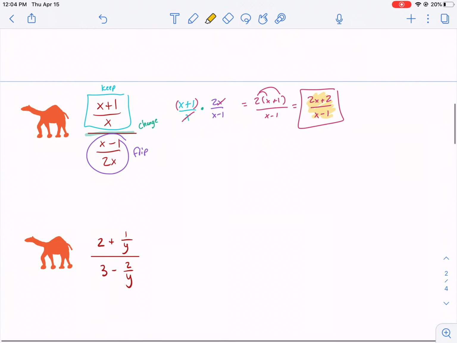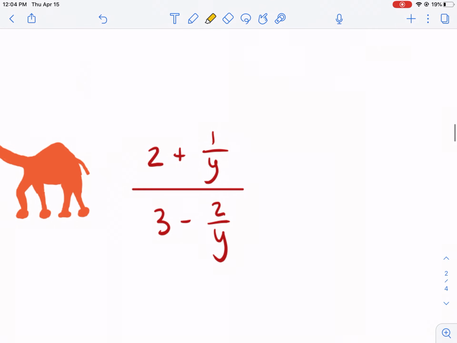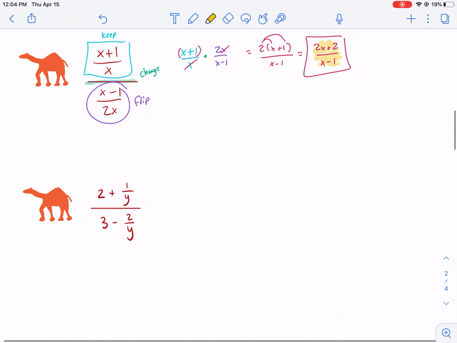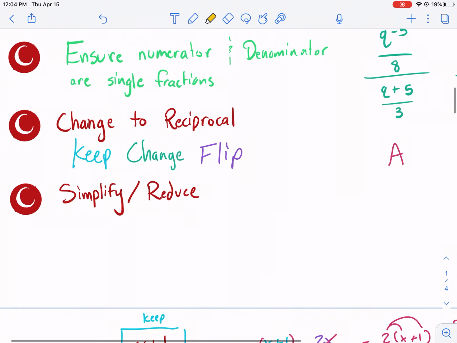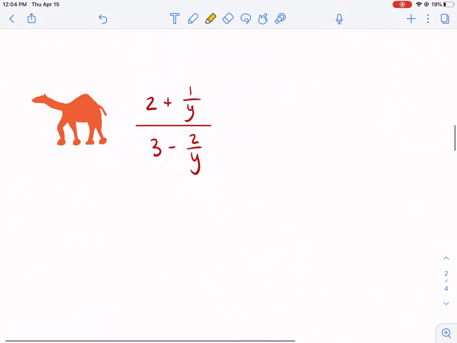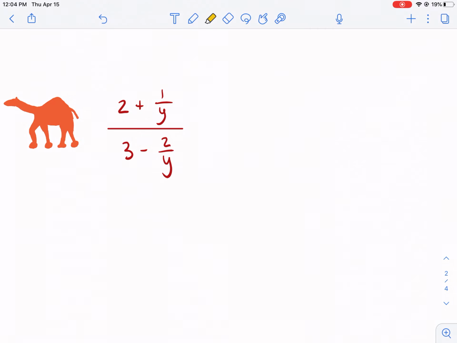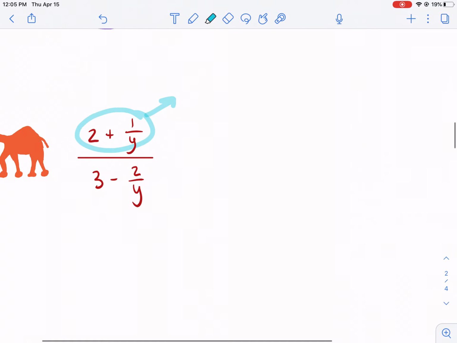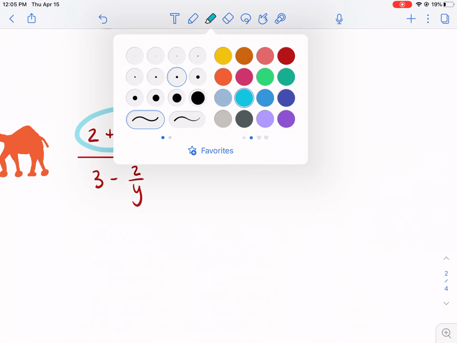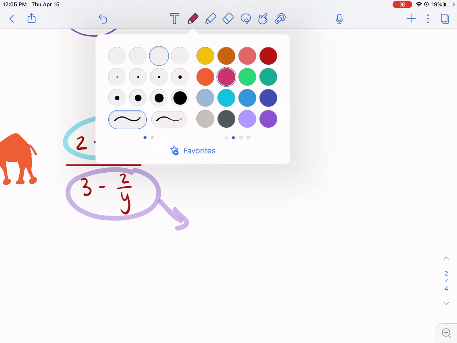Okay, that's our first example. We're going to try the same thing with number 2. Right away we notice that it is not simplified in the top nor the bottom. It's not one single fraction, so it violates steps 1 and 2. We need to get started on that first. I'm going to take the top and work with it over here, make it one single fraction, and then do the same thing with the bottom. Let's start with the top.